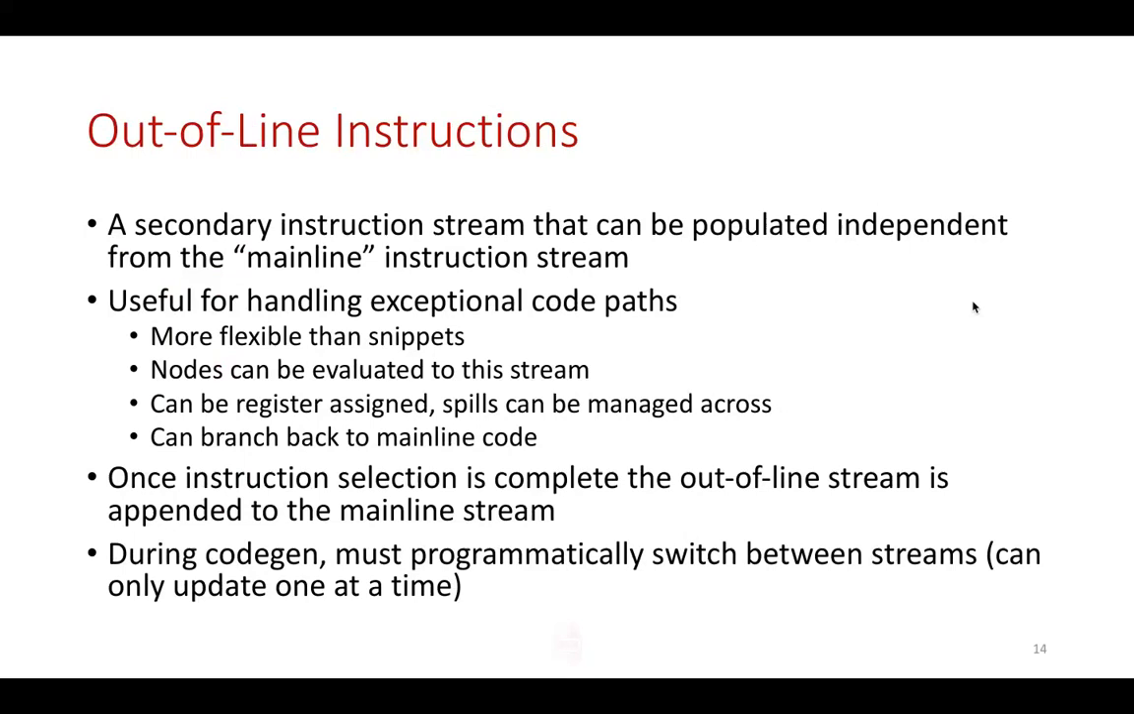They are register assigned. Most of the register assigners in the different architectures are smart enough to handle spilling that occurs in the out-of-line path and not in the mainline path that will branch to it. I said before that the register assigner isn't smart enough to handle control flow. This is kind of an exception to that, where we did have to add some exceptional code to handle these out-of-line instructions. And they can branch back to the mainline code to carry on. So you can go out of line, do something unusual, and then go back again.